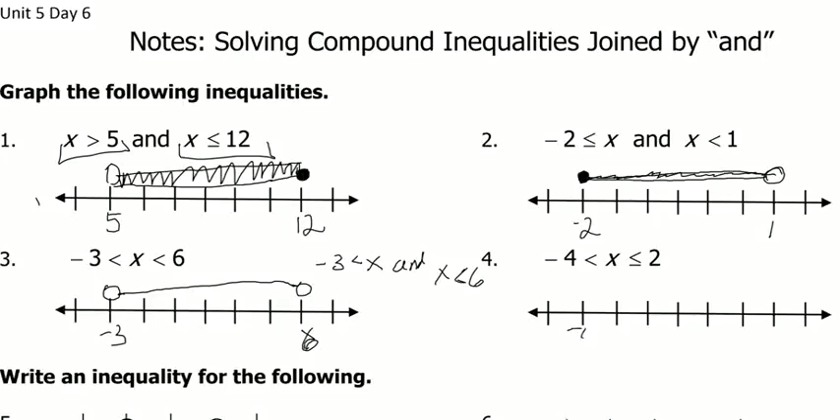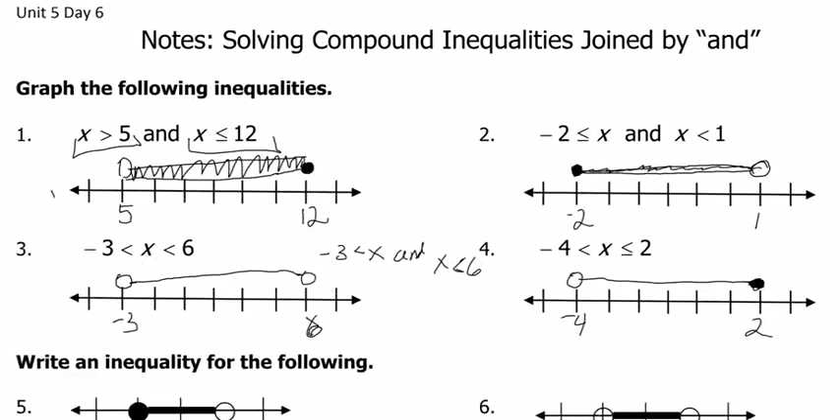So we got -4 on this one, and 2. We're going to have an open dot and a closed dot. Connect the two, and there we have it. Okay, this line represents all the numbers between -4 and 2.